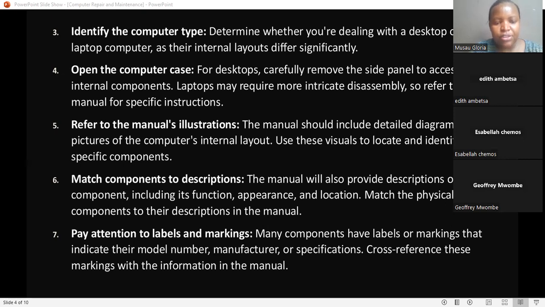After that, you pay attention to labels and markings. The instruction manual, either the hard copy or the online manual that you will have downloaded from the internet, always has markings and labels that will help you easily cross-reference the markings with the information from the manual.